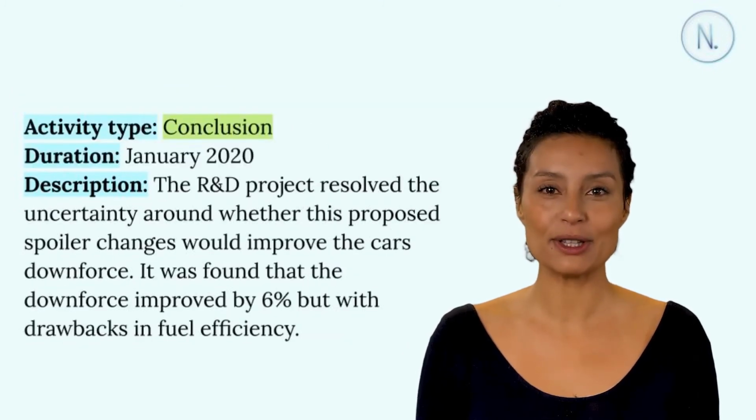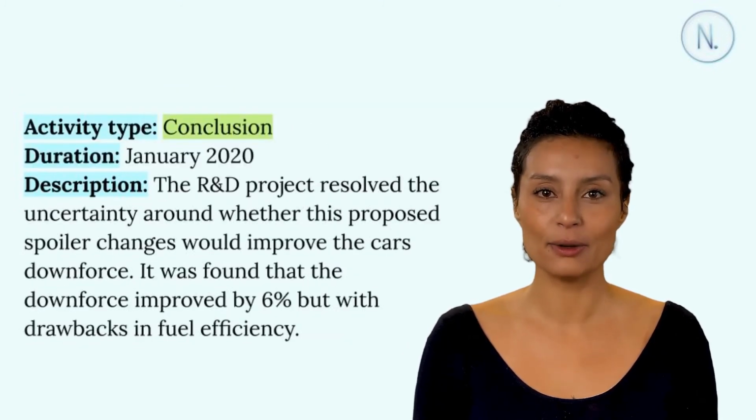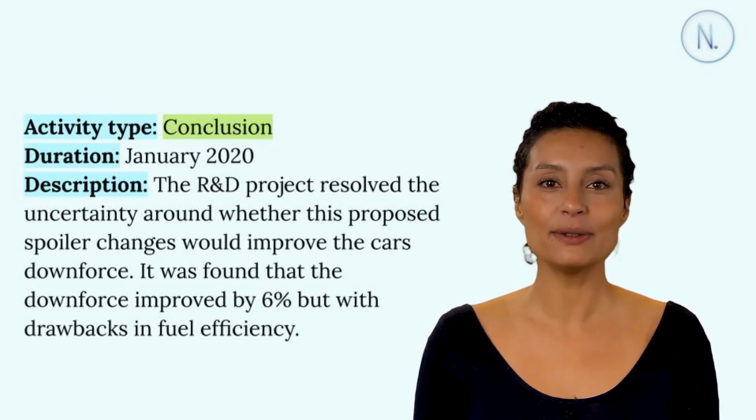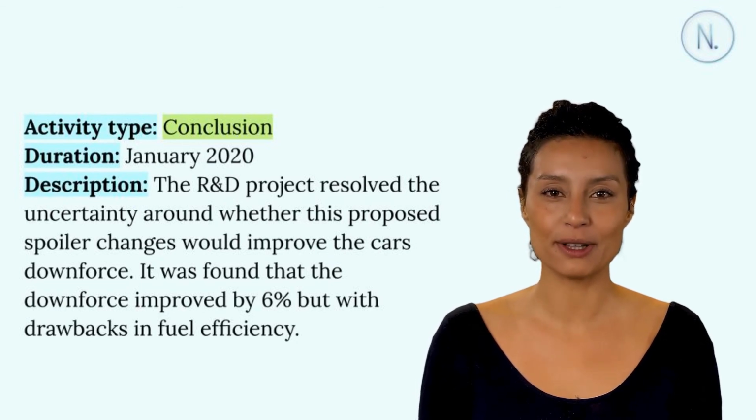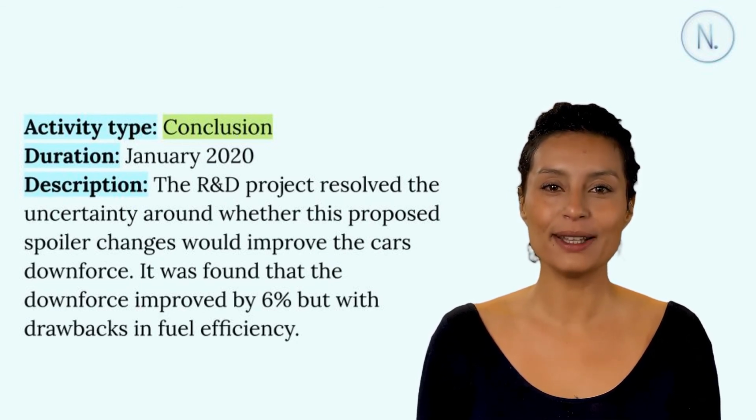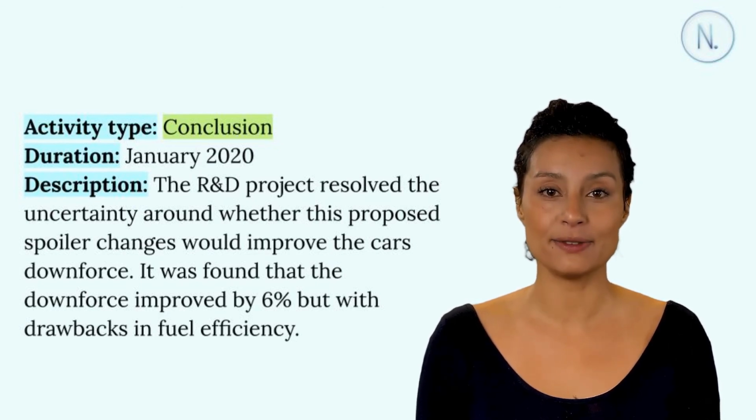Activity type: conclusion. Duration: January 2020. Description: the R&D project resolved the uncertainty around whether this proposed spoiler change would improve the car's downforce. It was found that the downforce improved by 6%, but with drawbacks in fuel efficiency.